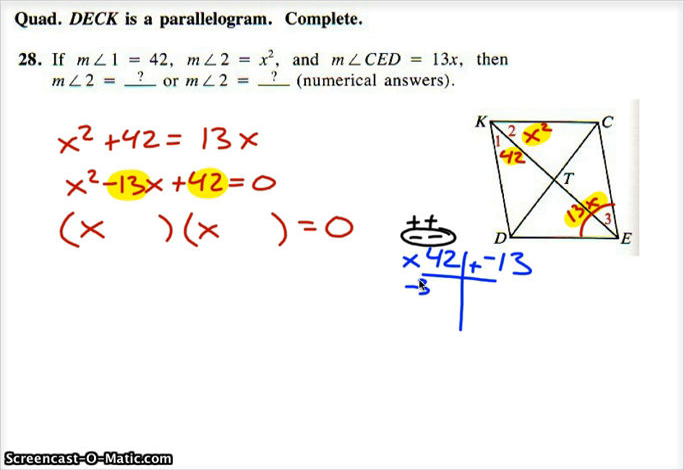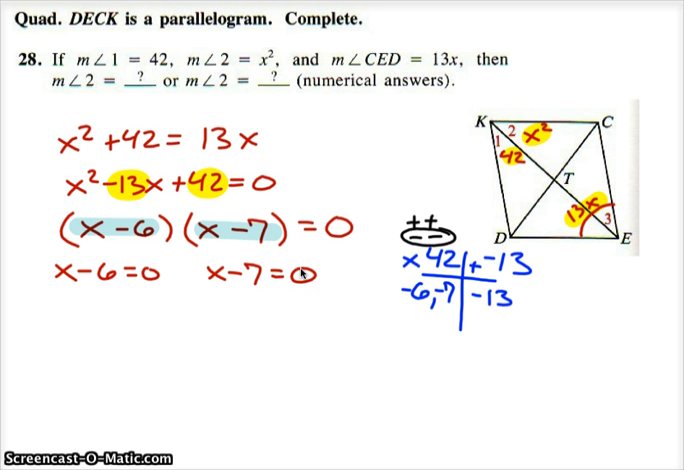And hopefully you're thinking that it's negative 6 and negative 7, which would add up to give you negative 13. So back over here, we get x minus 6 and x minus 7. How do you solve this? If two quantities are multiplied and the answer is 0, it must mean that either the x minus 6 was 0 or the x minus 7 was 0. Solve each of these equations. If I add 6 to each side, I get x equals 6. If I add 7 to each side, I get that x equals 7.